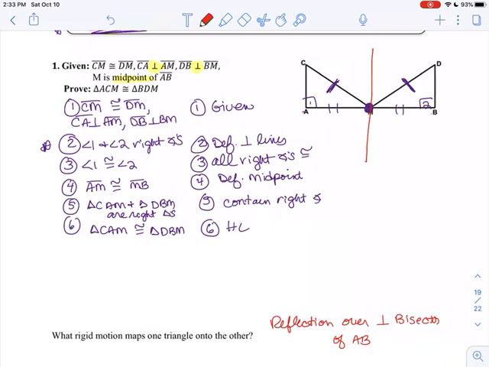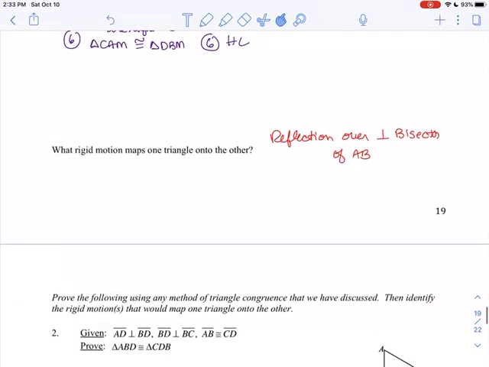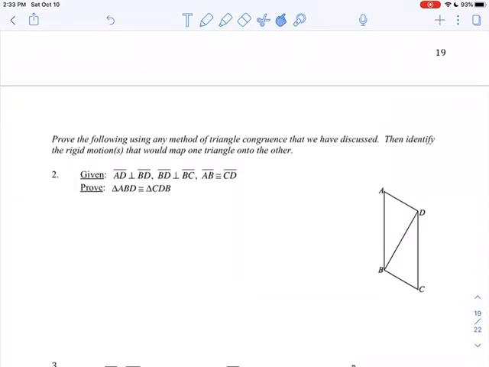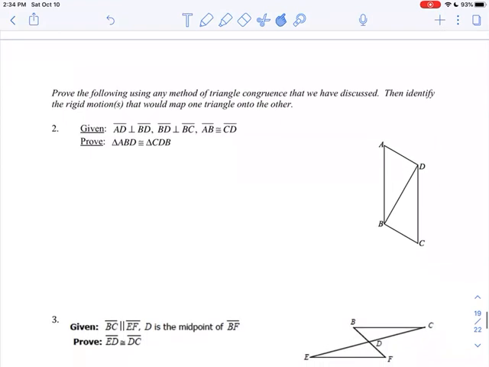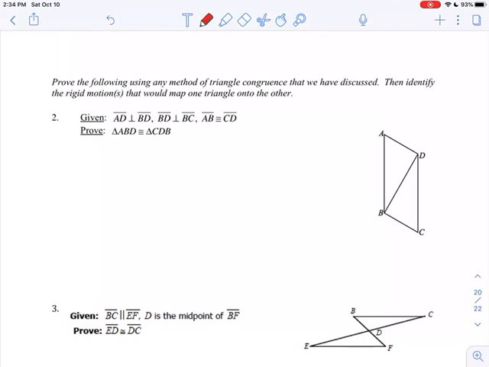It would be a reflection over the perpendicular bisector of AB. So that red line that I drew was a perpendicular bisector of AB, and if I was to reflect the triangle over that line, everything would map onto its corresponding angle on the other side. All right, let's look at the back right here. Prove the following using any method of triangle congruence that we have discussed, then identify the rigid motion that would map one triangle onto the other.